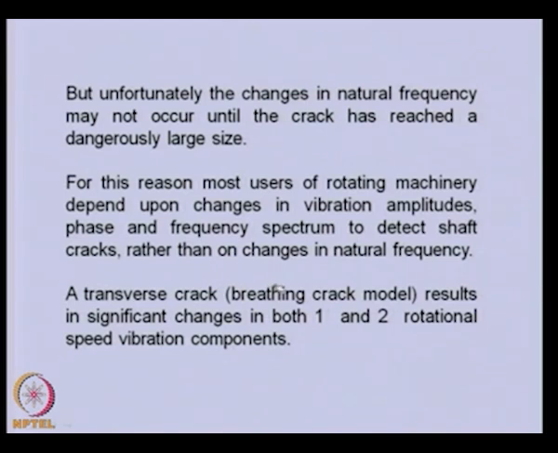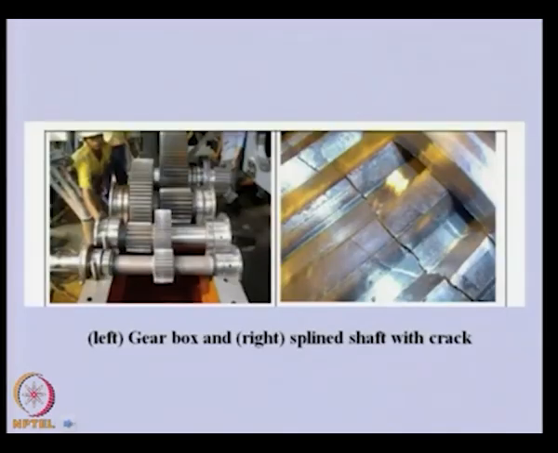A transverse crack, or the breathing crack as we sometimes call it, involves continuous opening and closing of the crack during vibration, which results in significant change in both 1x and 2x vibration components. So, not only 1x, 2x components are also present in this. As I have shown earlier, this is a typical cracked shaft, but we measured the vibration at the housing, so we could not locate this particular behavior in the vibration, but if we had measured near the shaft, we could have got some indication of the cracking in the shaft.